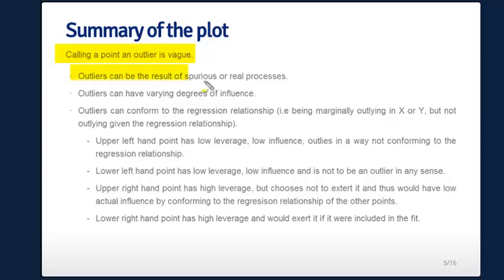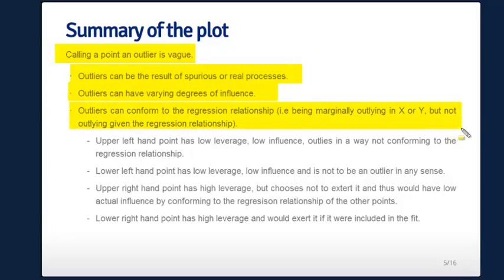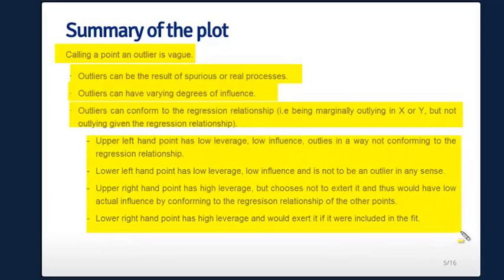So I can just say outliers can be the result of spurious or real processes. Obviously, if you have an outlier that's just a data entry error, that is a different thing than an outlier that just happens to have a large x value where the model doesn't adhere well. Outliers can have varying degrees of influence. They can conform to the regression relationship, i.e. being marginally outlying in x or y, but not outlying given the regression relationship. And then I just go through all those 4 points that we already went through right here, and you can read that yourself.